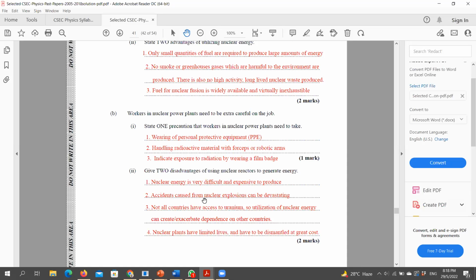Accidents can happen in a nuclear power plant, and that can cause tremendous damage because of the energy that is released from these reactions. Also, we have the danger of the radioactive material being exposed in the environment. Now, some countries may not be able to access the fuels, so this may be a disadvantage for some countries in terms of not being able to purchase those materials. Nuclear power plants, as all power plants, have limited lives, but to dismantle them comes at a great cost.